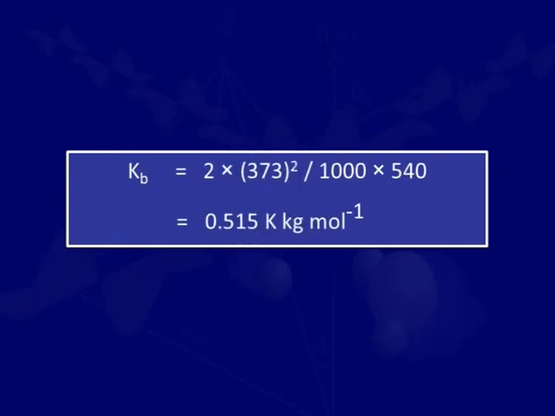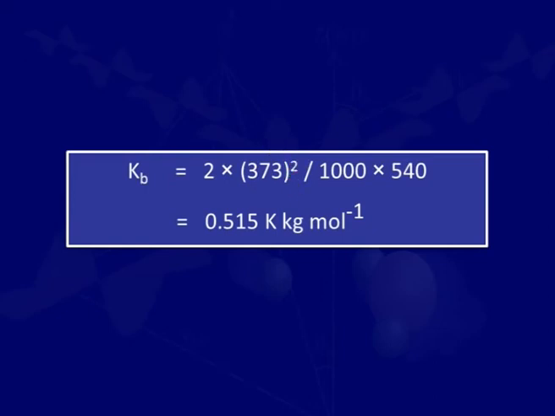In case of water, this latent heat of vaporization is equal to 540 calories per gram. We can take R equal to 2 calories per mole per Kelvin. The boiling point of pure water is 373 Kelvin.